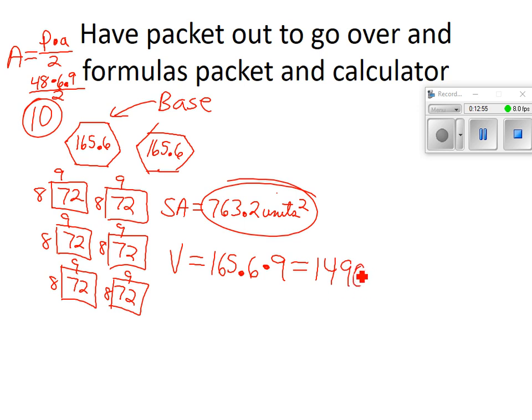I got 1,490.4. Okay, is that what we're going with? What's our units? Units cubed. Who's got 4? Can we do 32? Yeah, okay, since you said that, I don't know.